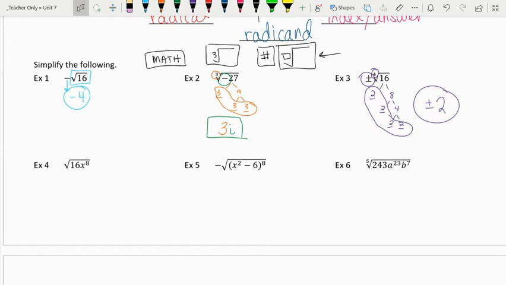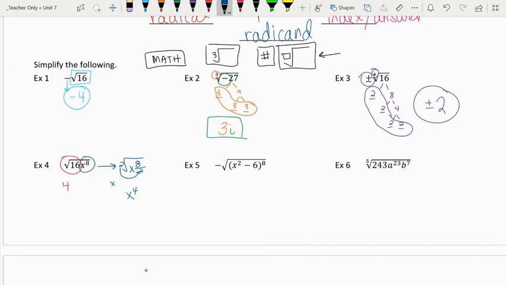Example 4, we have the square root of 16. We know the square root of 16 is 4. And then we have the square root of x to the 8th. We talked about this a little bit earlier, but I want to reiterate it. Whatever number is out in front is basically what we're going to divide this by. So if the exponent is even and divisible by it, then all it does is pop that out. So x to the 8 divided by 2 would be x to the 4th. We would essentially cut it in half.